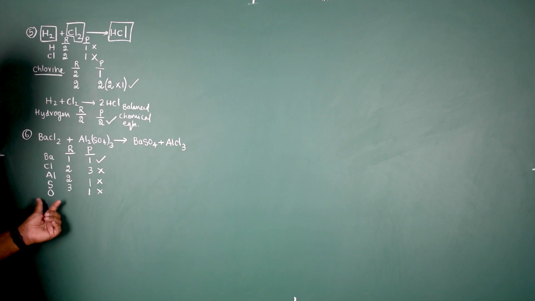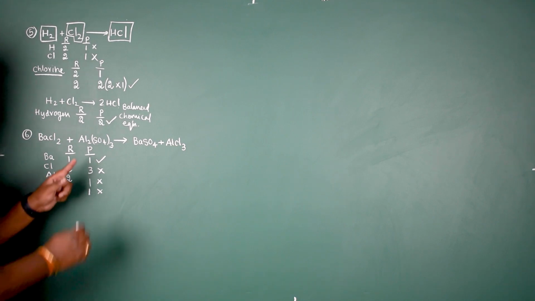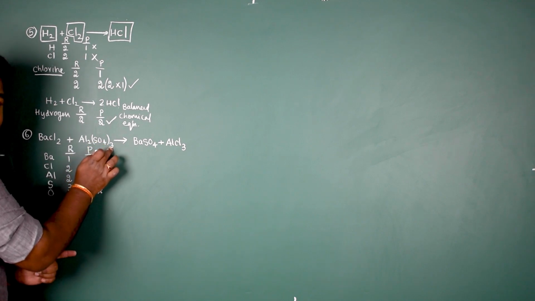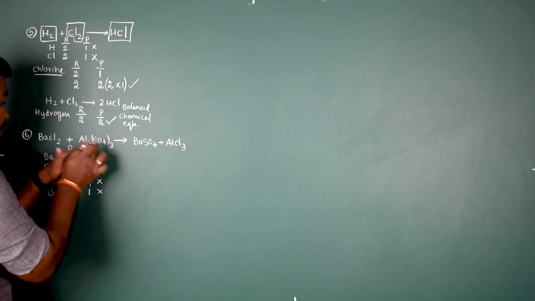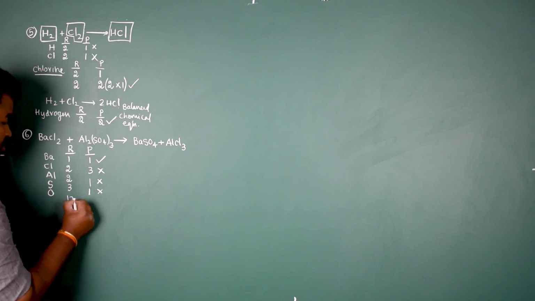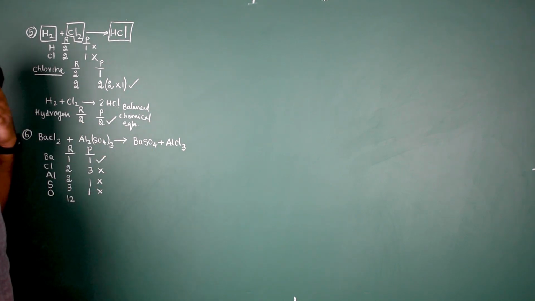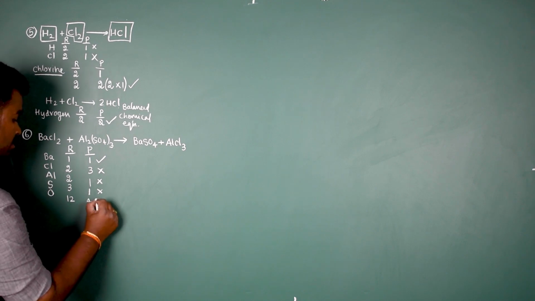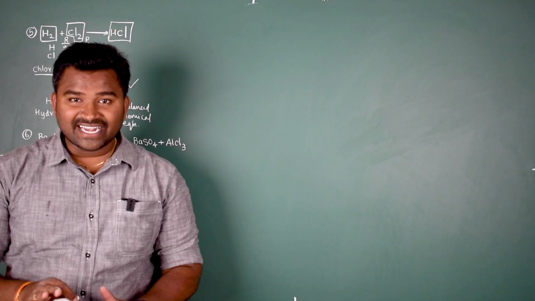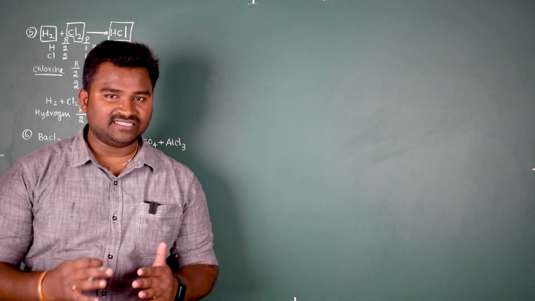Then how about oxygen? If you look at oxygen, there are 4 oxygens inside the bracket. So 4 into 3, that is 12, and 12 into 1 stoichiometric coefficient. So total there are 12 oxygens, but here there are only 4 oxygens. Correct? So this is also not balanced. So this equation is a skeletal equation, that means you have to balance this equation.